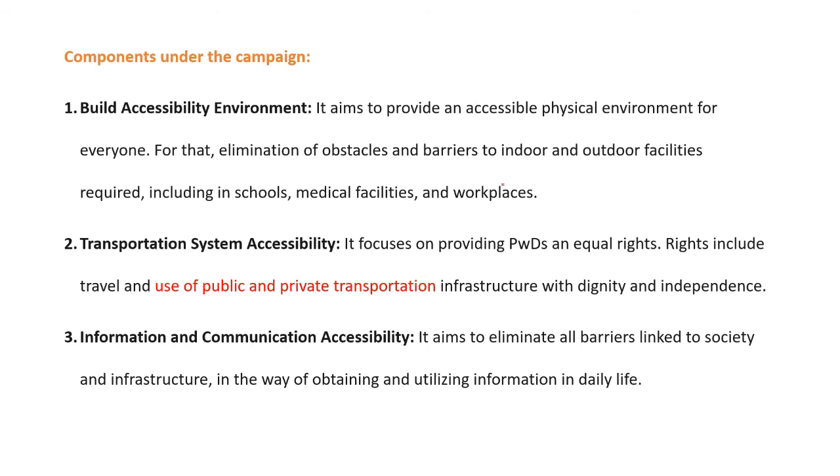So what are the components under the campaign? It will be building an accessible environment. It will be providing the required medical, school, and workplace environment to people. Transportation system accessibility: we are discussing here that public and private transportation is not fully accessible to people with disabilities, because the buses and travel by the public sector, that means the government, do not have well-developed infrastructure. So they are going to focus on it.